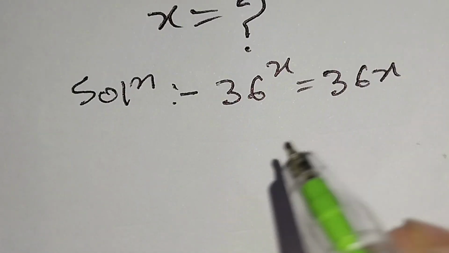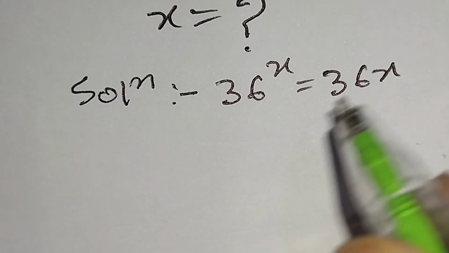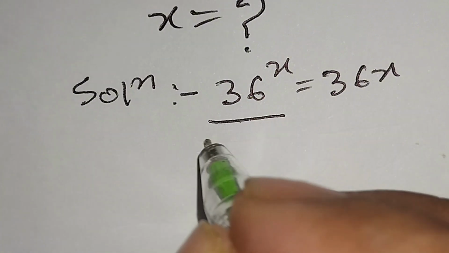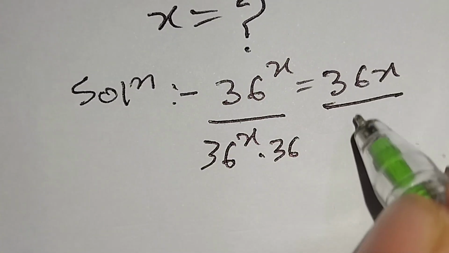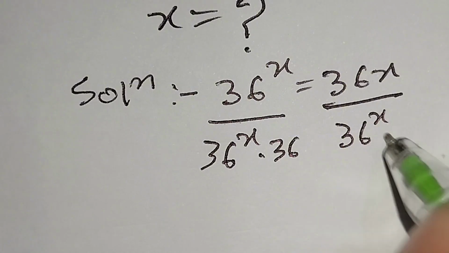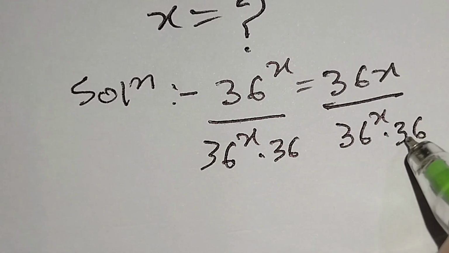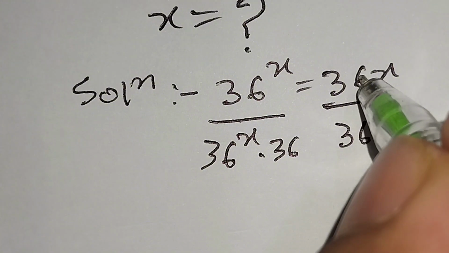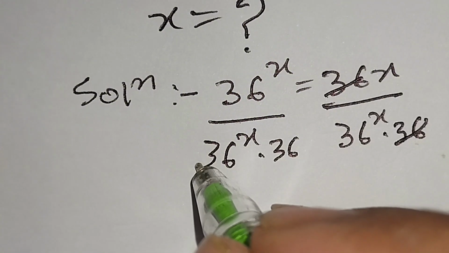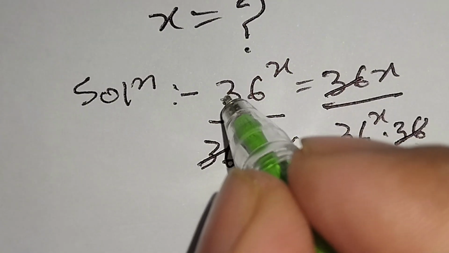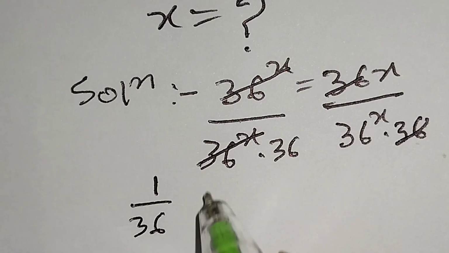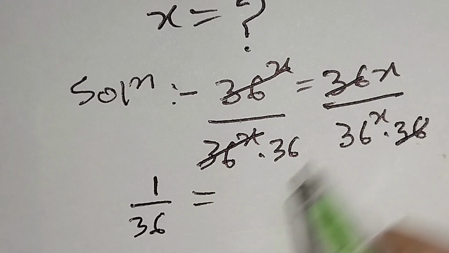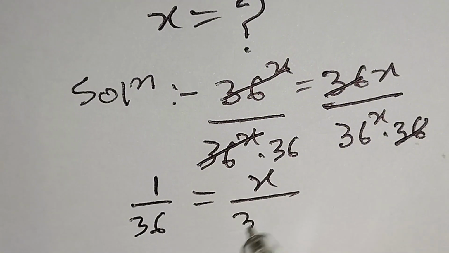Now we will divide both sides by 36^x times 36. So we can write here 36^x times 36 and here 36^x times 36. This 36 and this 36 cancel out, and this 36^x and this 36^x cancel out. Here remains 1 over 36 is equal to x over 36^x.